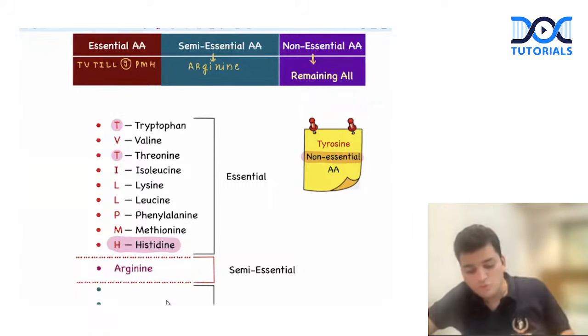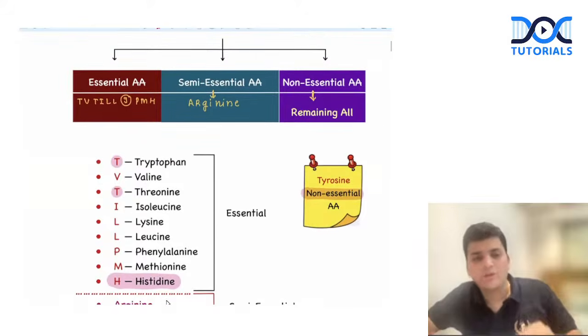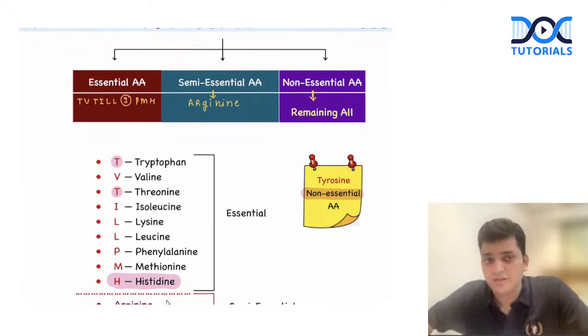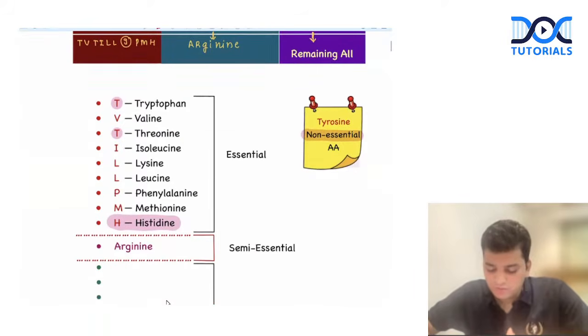Means when you use this mnemonic, how do you have to use it? If they say all of the following are essential amino acids, what is the mnemonic? TV TIL 9 PM is essential and tyrosine is non-essential. Then it is the complete mnemonic. Otherwise, they will confuse you on T, which T is essential and which is non-essential. So tryptophan and threonine are essential, tyrosine is non-essential. Now coming to the semi-essential, it is going to be arginine and the remaining are going to be non-essential.